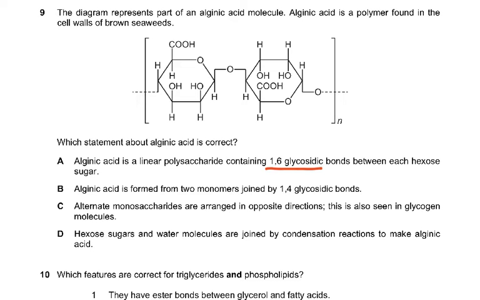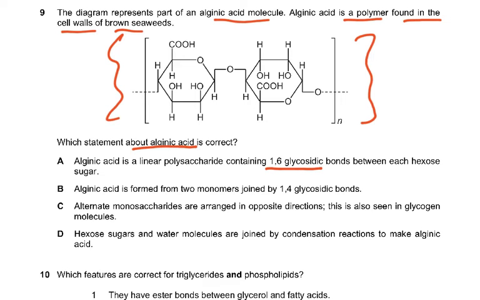Alginic acid is a polymer found in the cell walls of brown seaweeds. Which statement about alginic acid is correct? So you just have to look at this diagram. Nothing else. You don't have to know any prior information.